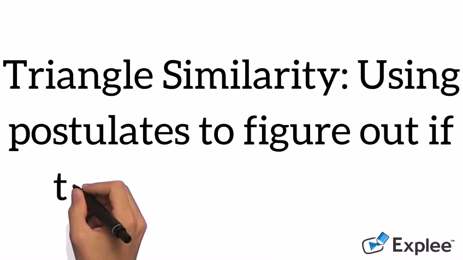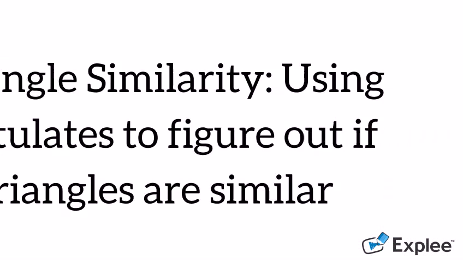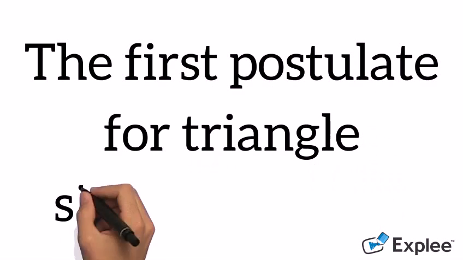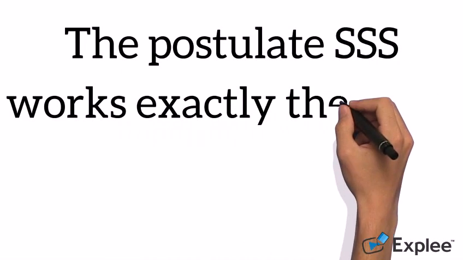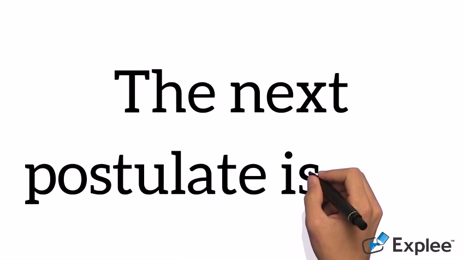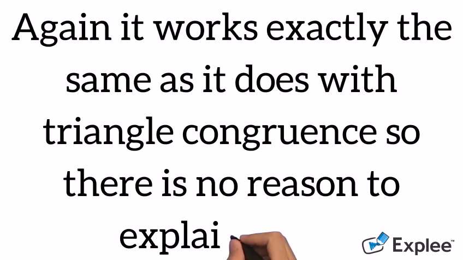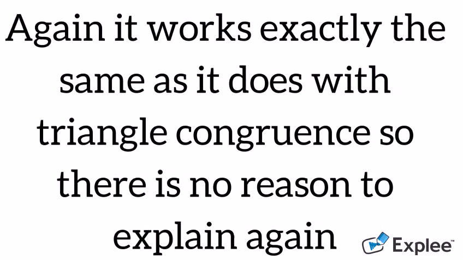Triangle similarity, using postulates to figure out if triangles are similar. The first postulate for triangle similarity is SSS. The postulate SSS works exactly the same as it does with triangle congruence. The next postulate is SAS. Again, it works exactly the same as it does with triangle congruence, so there is no reason to explain again.